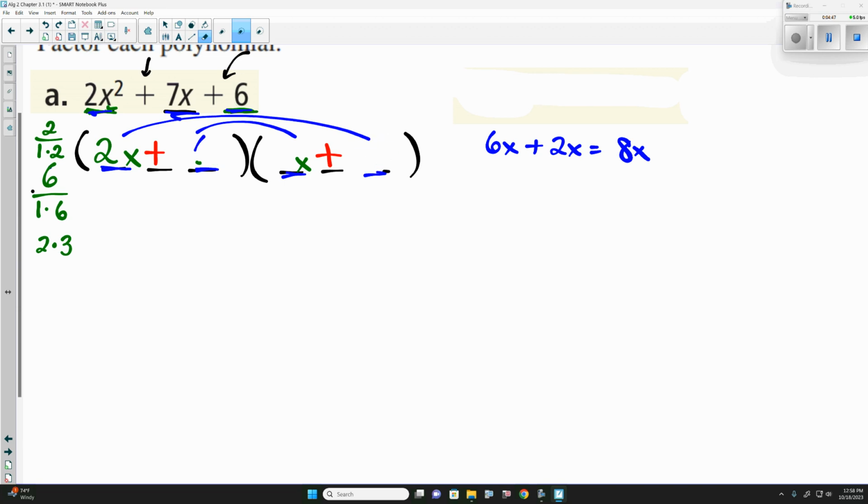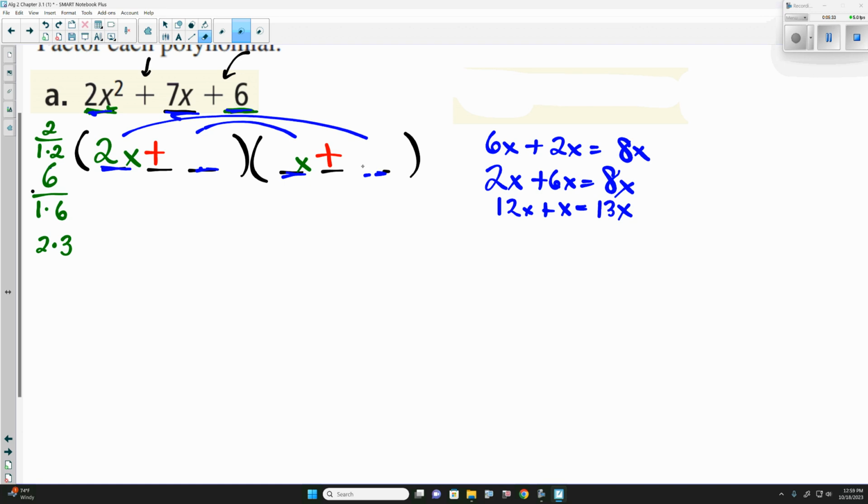But that also means we can't put 6 with 2x, because 2x and 6 has a greatest common factor of 2. Now if we did try this setup here, 2x times 1 would be 2x. 6 times x would be plus 6x, and it would give us 8x. So we can switch the 2 and the 1, or the 1 and the 6. 2x times 6 is 12x. 1 times x is plus x, which gives us 13x.